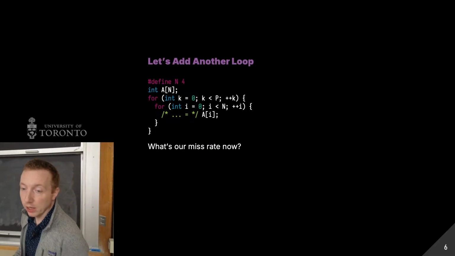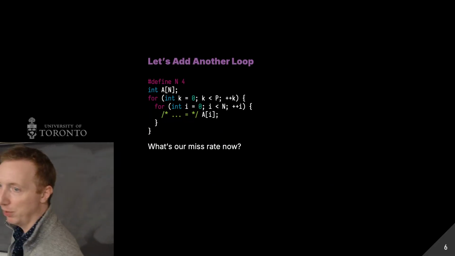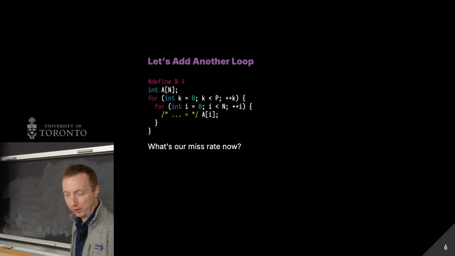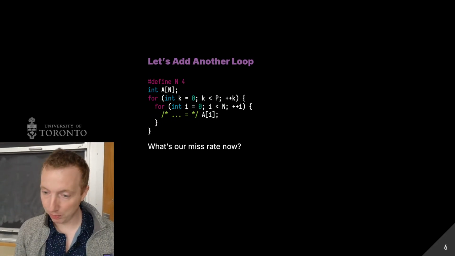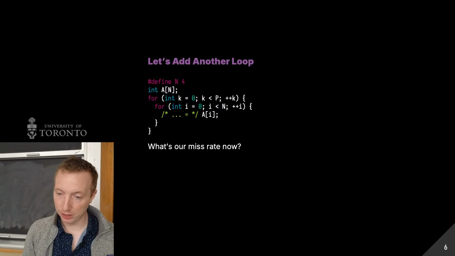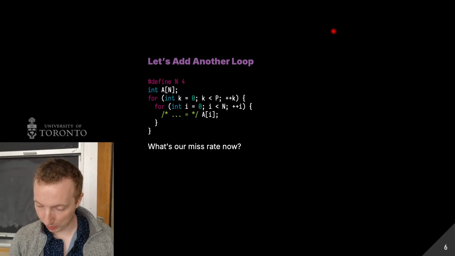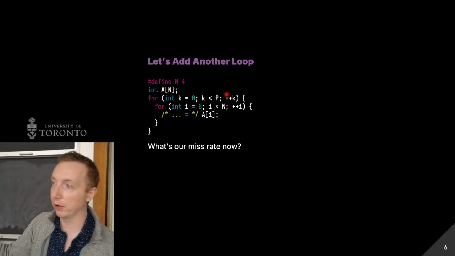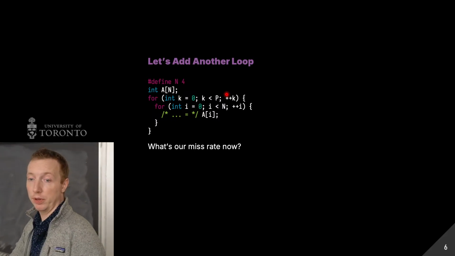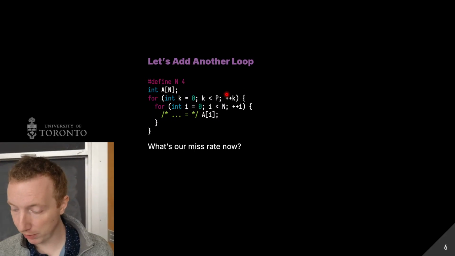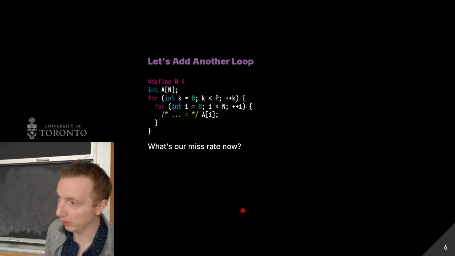So let's add another loop. 1 loop is fun, 2 loops is more fun. So what is our miss rate now? All we're doing is assuming we can just go over this entire array p times. So we can probably figure out our total miss rate.